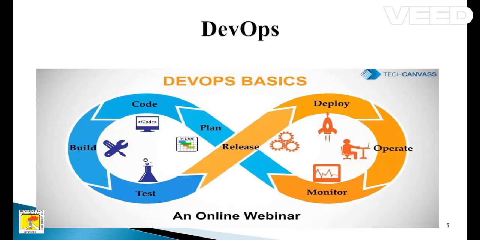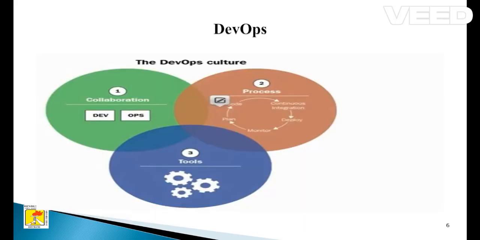Here, first, the process is we will plan, code, build, test, release, deploy, operate, and then monitor. These are the whole basic process of DevOps. And this is the culture of DevOps. First one is collaboration, that is between the developers and the IT operators. Second one is process. It codes, plans, monitors, deploys, and then it goes for the continuous integration. That process will be in a cyclic manner.